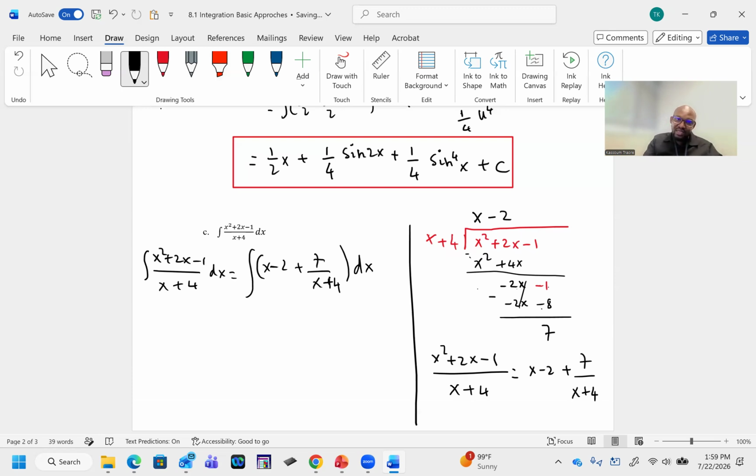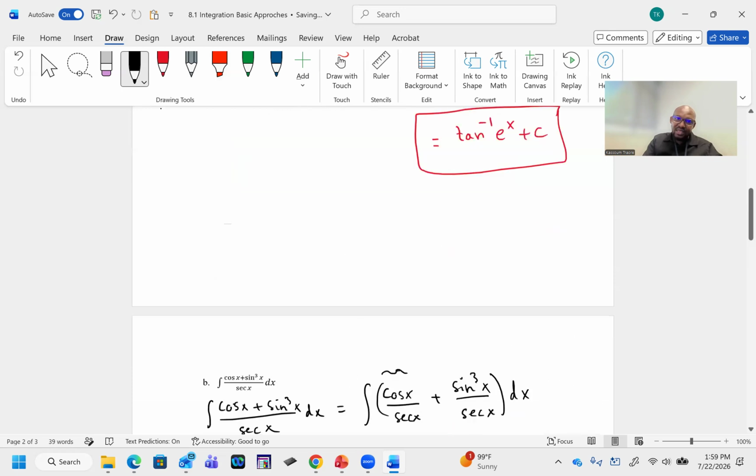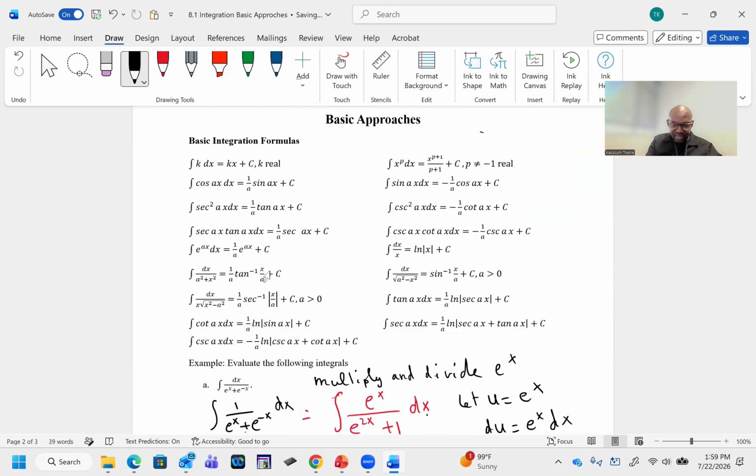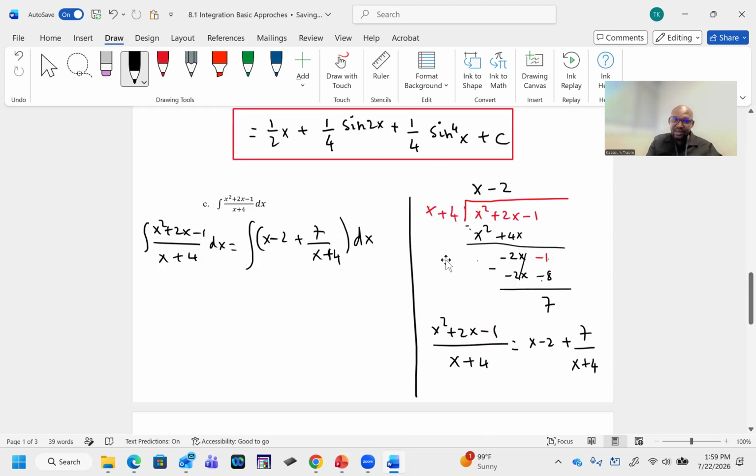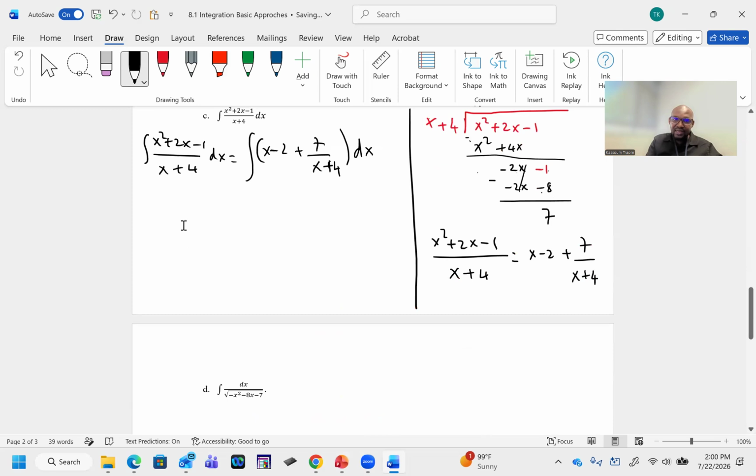ln, right? You can see on your basic integration formulas, you have it. dx over x is what? ln of x. So du over u is what? ln of u. So that's what I will apply right here. Okay, but again, I can rewrite.